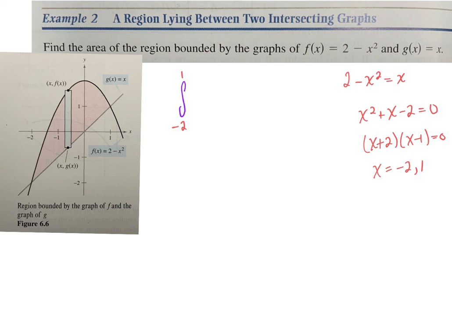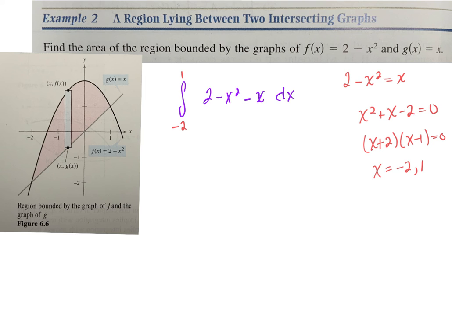All right? You still need to figure out which one's higher and which one's lower. So you can literally plug something in that's in that boundary, like 0. Putting a 0 here is going to give me a 2. Putting a 0 here is going to give me a 0. So this guy's higher than that guy. That's how we're going to set that one up. We're going to say 2 minus x squared minus x, and that's my dx there. This is the same, you just have to find it. So that's literally all we're doing differently here.